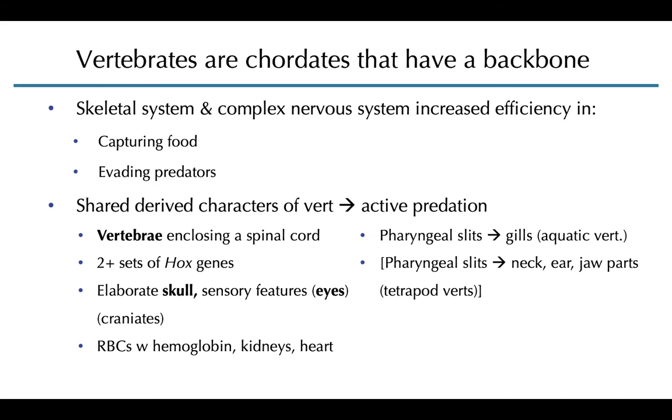Now we move to the vertebrates. Vertebrates are chordates with vertebrae. Vertebrae are backbone components. Vertebrates also have two or more sets of Hox genes. They have a true head with an elaborate skull, sensory features on that head like eyes. We call them craniates because of the skull. They also have red blood cells with hemoglobin in it to carry oxygen very efficiently. They have kidneys. They have a heart that pumps blood around.